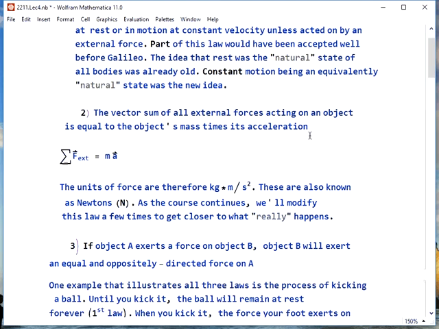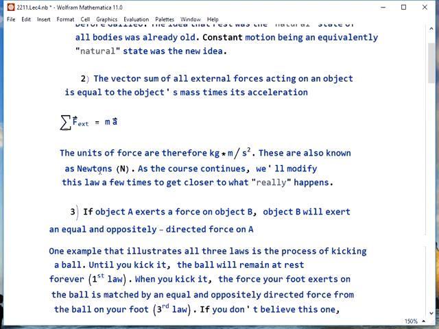The second law says that if we take the vector sum of all the external forces acting on an object, that will tell us the product of mass and acceleration for the object. That means our units of force must be kilograms times meters per second squared, and this comes up so often it has its own name. It's the Newton. We're going to change this law a few times because this isn't exactly what Newton wrote, and as the course goes on, we'll get closer and closer to what the truth really is.